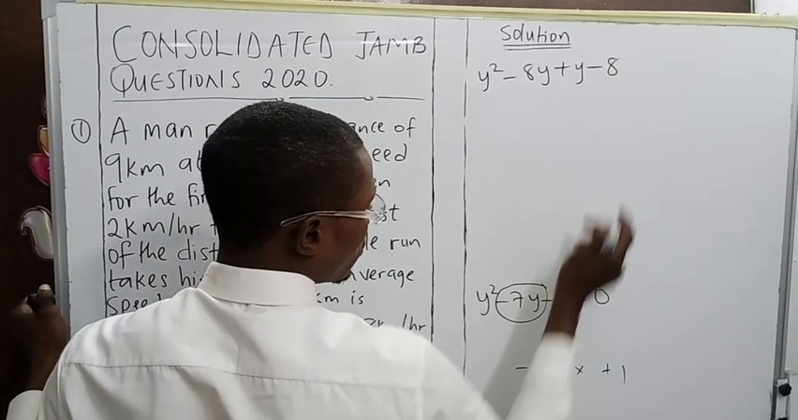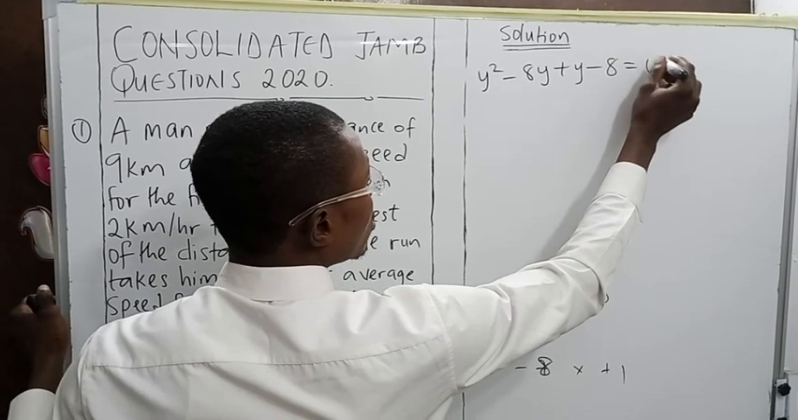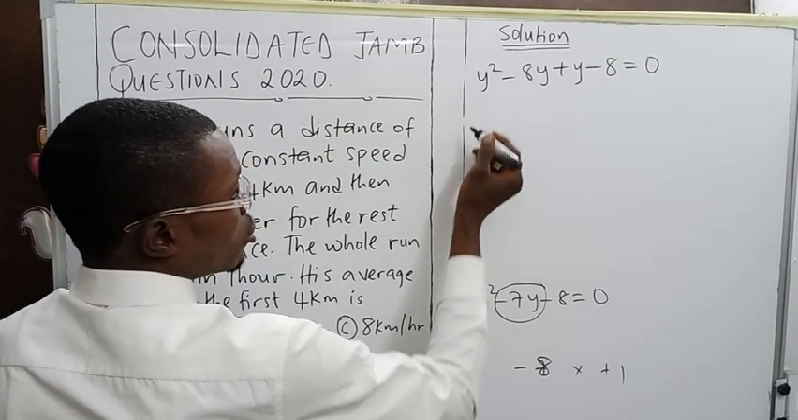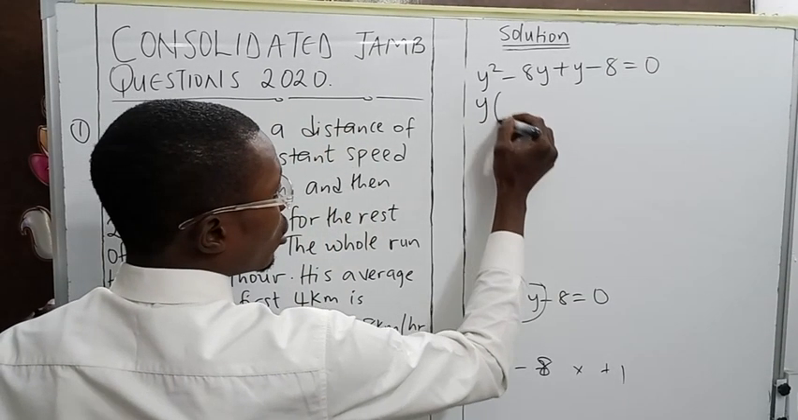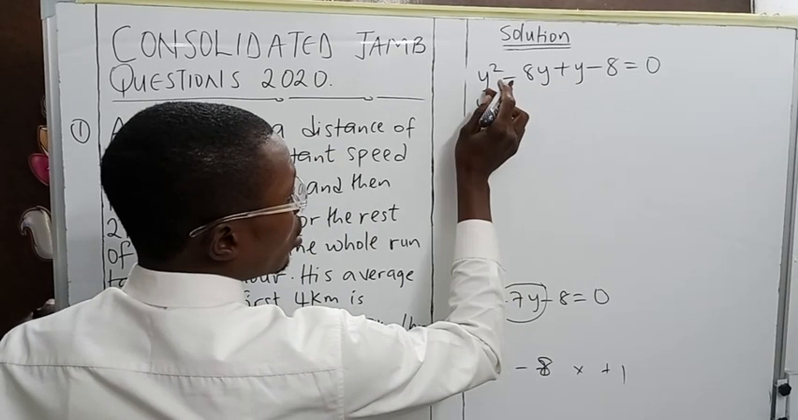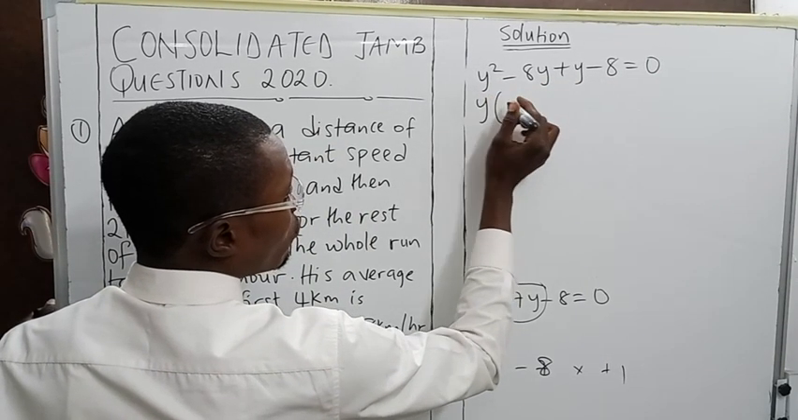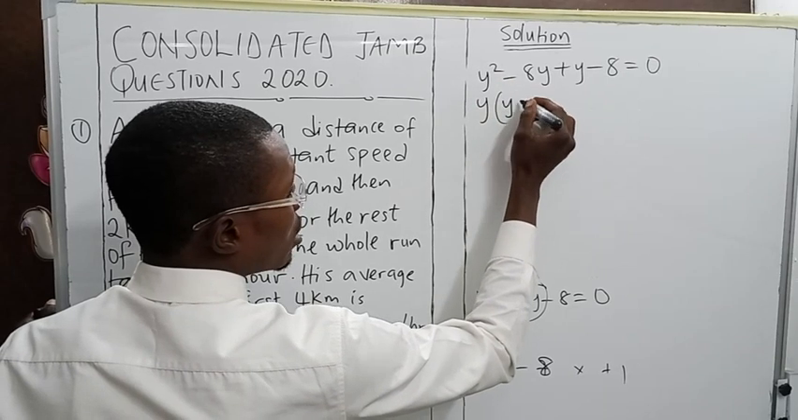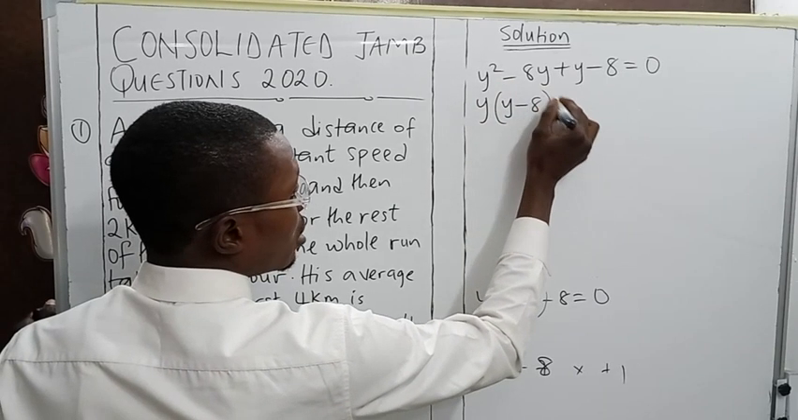They have minus 8 left. This minus 8 equals 0. All right? I factorize, taking two terms at a time. What is common here? Y is common. I factor out y from here. I have y left. I factor out y from where I have minus 8 left.